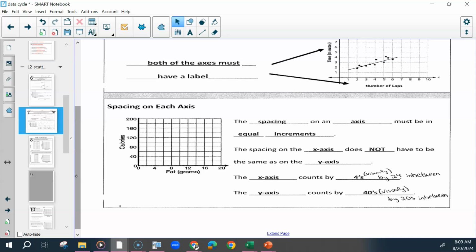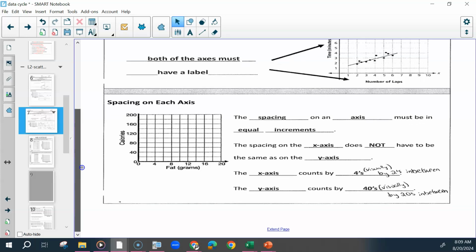However, the spacing on each axis, so like the spacing on the x-axis, doesn't have to be the same as the y-axis. It also depends on the data that you're working with. So here, the numbers I'm seeing, I see that this is counting by 4s on the x-axis and counting by 40s on the y-axis, so visually the numbers are there, but if you actually count the lines in between, it's actually counting by 2s, so you can look at that either way.